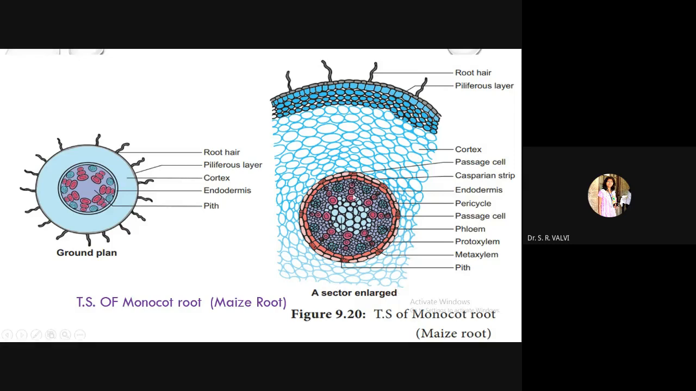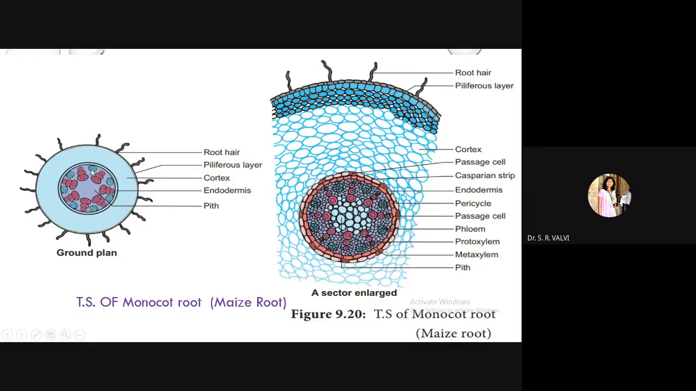So here now see my cursor here, in a ground plan. Here you are observing somewhat dark pink colored cells which are arranged one above the other. So here these pink colored and green colored cells, which are those? See, pink colored cells are xylem tissue, and the green colored ones are phloem cells. Getting?